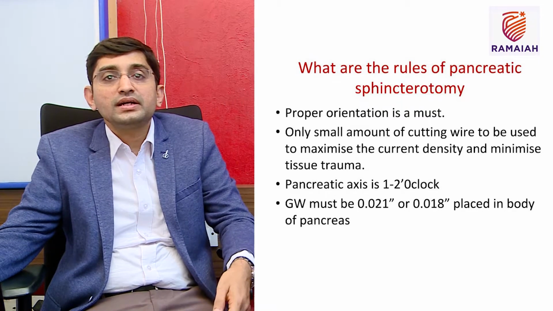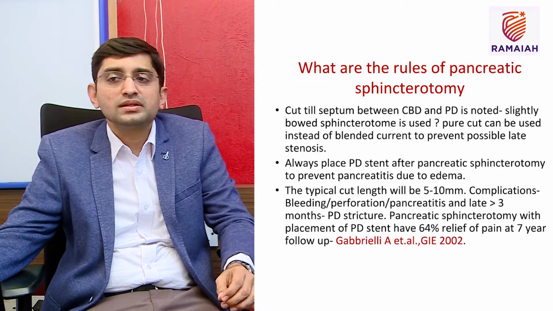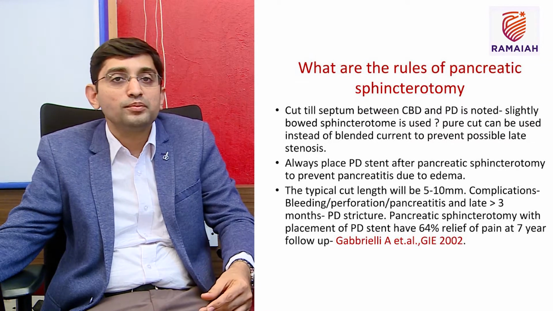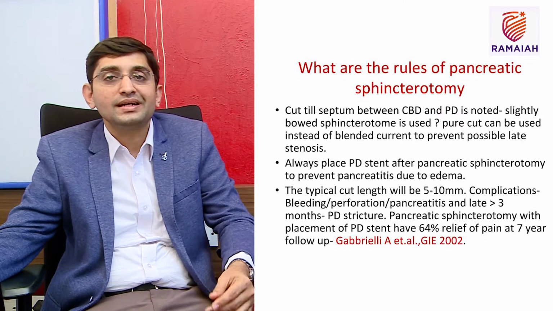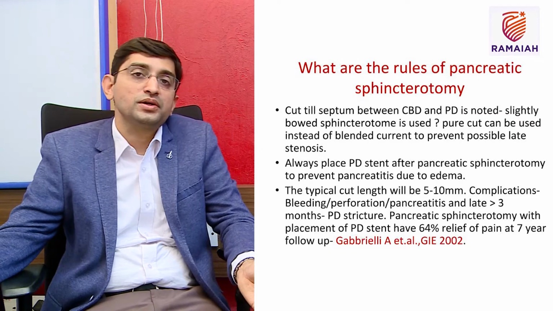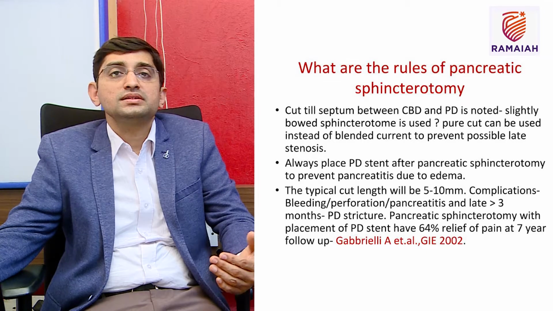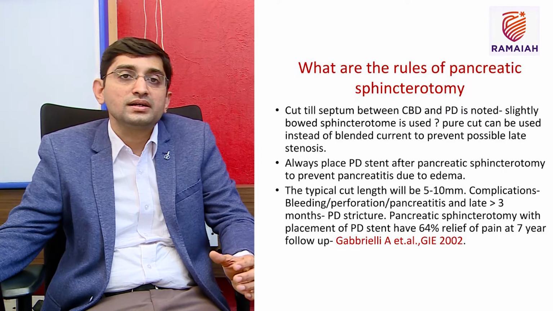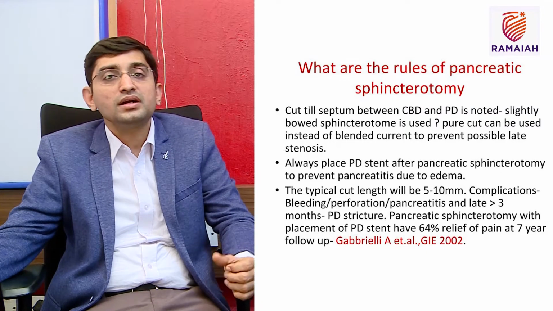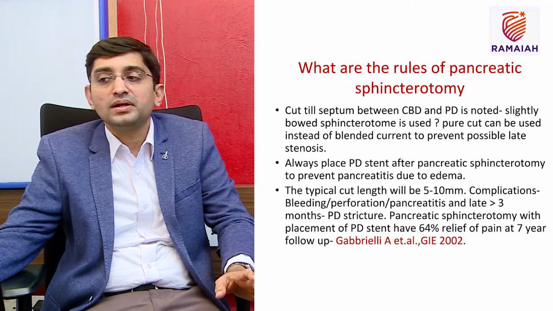The rule is that we cut till the septum between the bile duct and the pancreatic duct is noted. We are not going to use a completely bowed sphincterotomy. The bowing should be only slight, and the cut should be only 5 millimeters. Whenever we do a pancreatic sphincterotomy, always place a pancreatic stent, because there can be edema of the pancreatic sphincter, and post-ERCP pancreatitis can happen. The typical cut is again 5 to 10 millimeters.